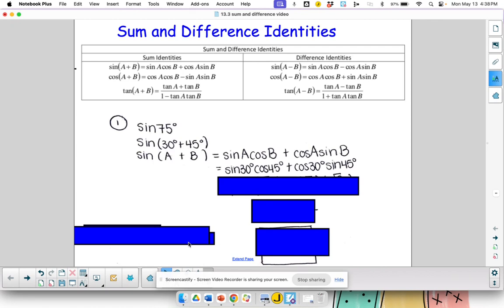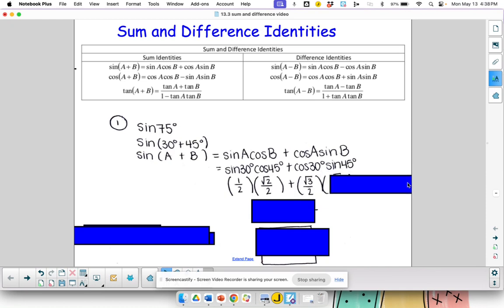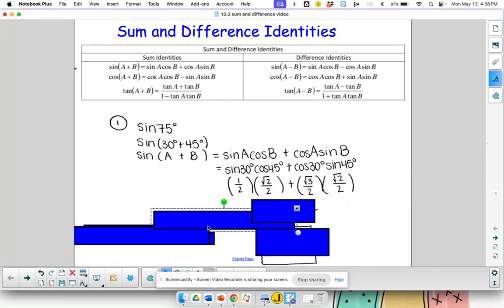Now I'm going to substitute in values for each of these. So you know what sine of 30 is. Sine of 30, think of your unit circle, it's 1/2. So where you see sine of 30, that's going to disappear and you're going to put a 1/2. It was in quadrant 1, so positive. Cosine of 45. You should know that that's positive root 2 over 2. Cosine of 30, quadrant 1, root 3 over 2. Sine of 45 in quadrant 1, root 2 over 2.